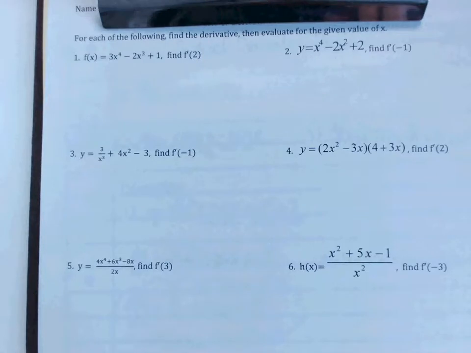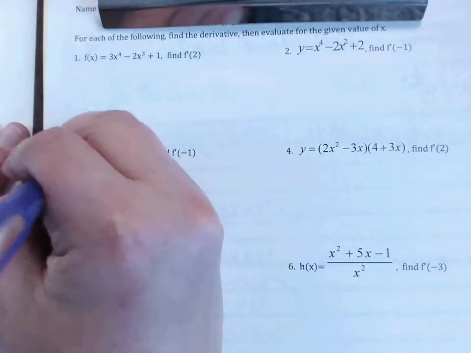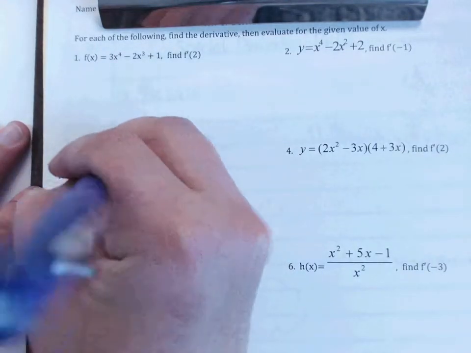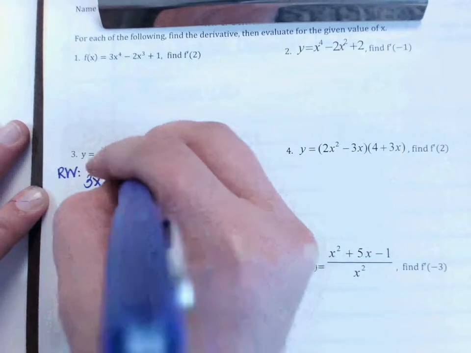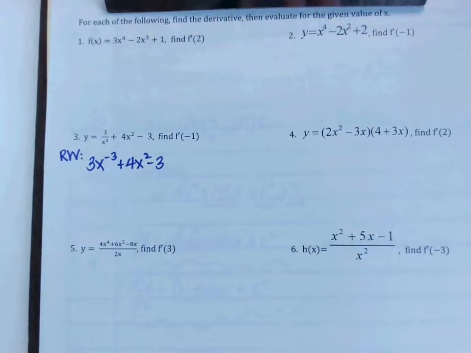The first step you should have done is a rewrite. How do you rewrite that guy? 3x to the negative third. And then the 4x squared and the minus 3, those were already fine. Now remember, that does not count as you taking the derivative. You're just rewriting it in a power form so that you can do power rule.